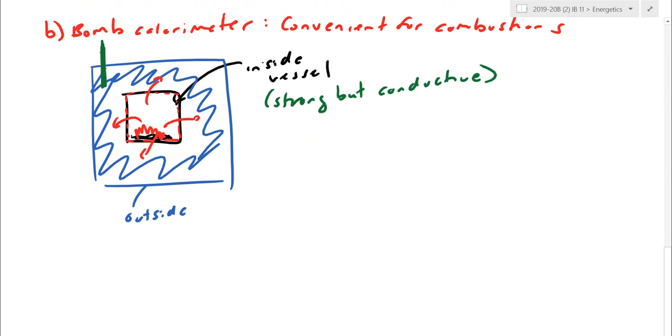So that's a bomb calorimeter here. It's useful, although it's pretty equipment intensive. Also very expensive. Also it takes a while to set up because you have to somehow trigger a mechanism to burn and refill the water every time.